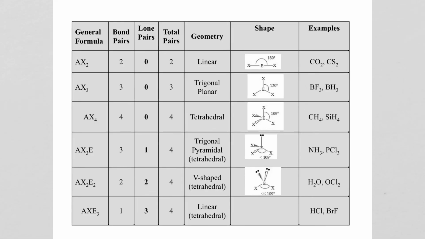This table kind of assists in figuring out the shape of your molecule. You might find it helpful. These are all examples of some of the ones that you'll need to know: linear, trigonal planar, tetrahedral, all the ones that we talked about. It talks about how many bond pairs or lone pairs you have, so the total pairs, and then the shape, and then some examples. So this table might be useful for you to explore a little bit more.